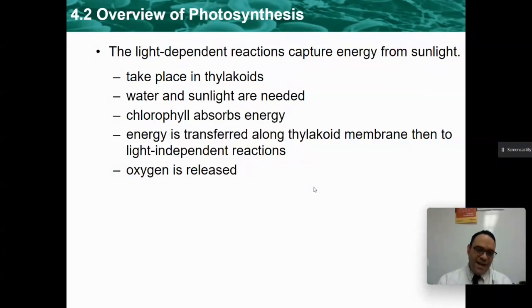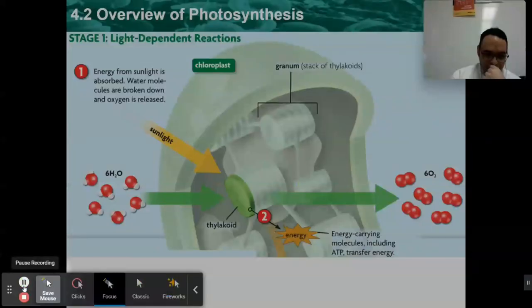Now, the nice thing about the naming here is that the light dependent reaction depends on light. It tells you what it is, so it makes it harder for you to get it wrong. It happens in thylakoids. You need water and sunlight. The chlorophyll absorbs the energy that's there, and oxygen is released.